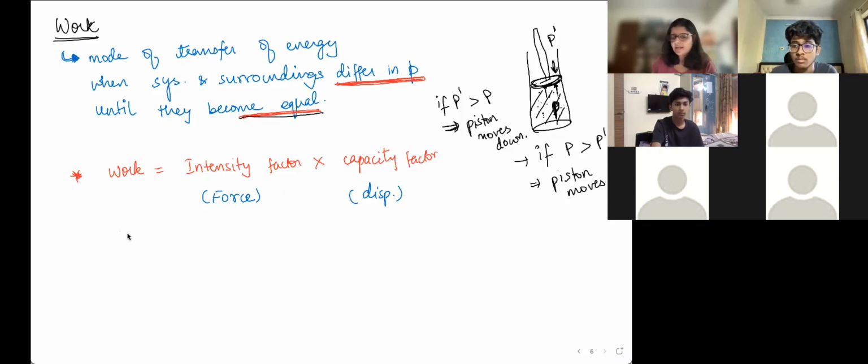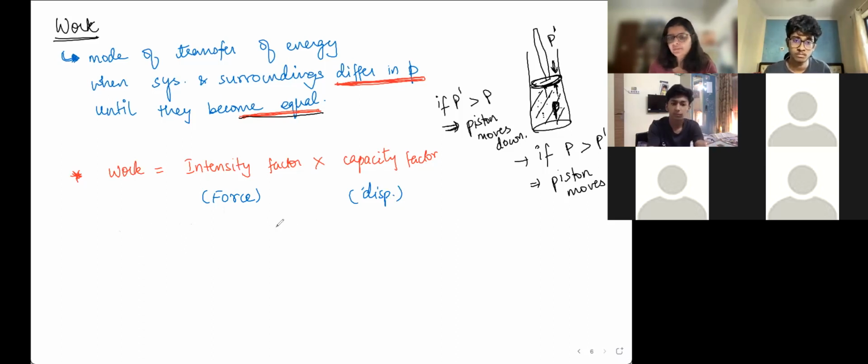Okay, so mechanical I understood how intensity is related to force. How is capacity related to displacement? Capacity is how much you displaced it, how much you were able to push: 1 meter, 2 meters, 3 meters, that way. That's the capacity factor.